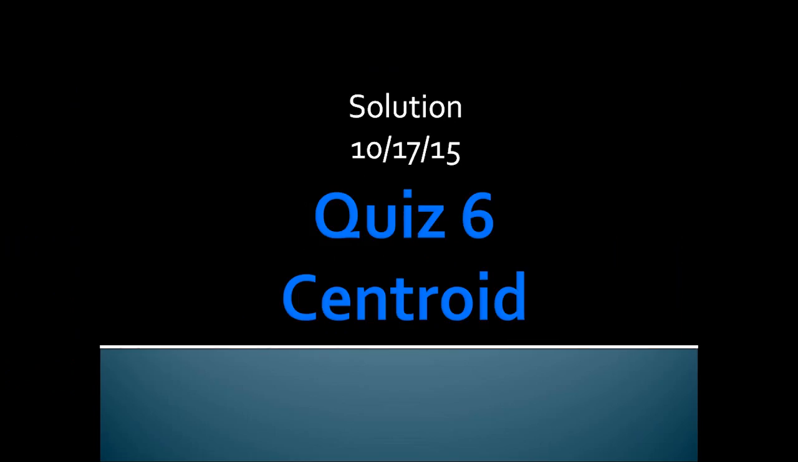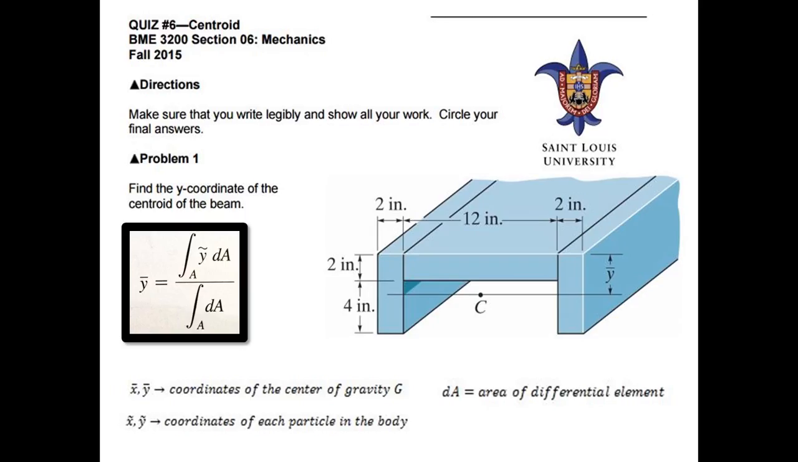Alright guys, let's do a quick review of quiz 6 Centroid. Most of you did a very good job on it, but you need to make sure you're paying attention to detail. So let's start off reminding ourselves what the formula is. To find y bar, it's the integral of y squiggle dA over the integral of dA.